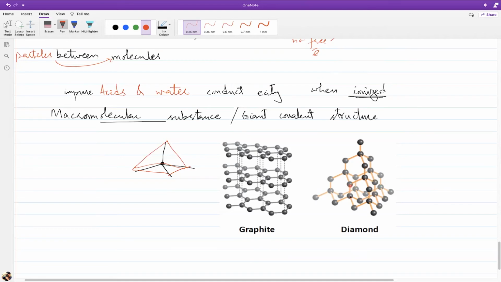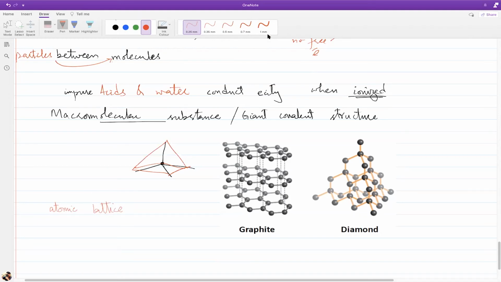And that one also needs to share. So 1, 2, 3, 4. So that way, every carbon atom is sharing electrons with 4 other carbon atoms. And those 4 are sharing with 4 others. And that way, they keep on continuing. और हमारे पास एक बहुत बड़ी लैटिस बन जाती है. So यहाँ पर this is an atomic lattice.